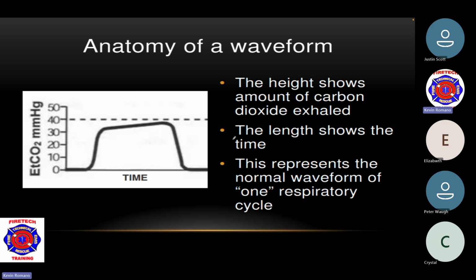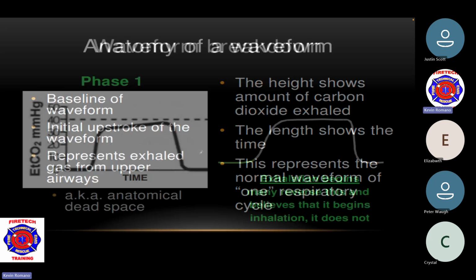All right, the length shows the time, from this end to this end, right? And then the height represents alkalosis or acidosis and how much acid is being retained and/or blown off. This represents the normal waveform, one cycle. So this is one breath here. Let's break it down even more than that.